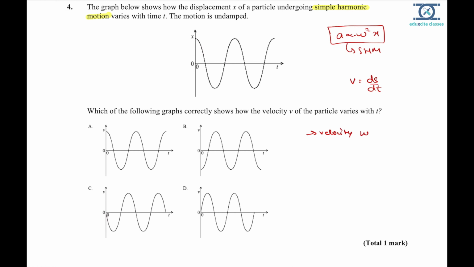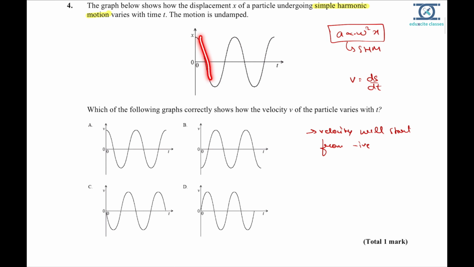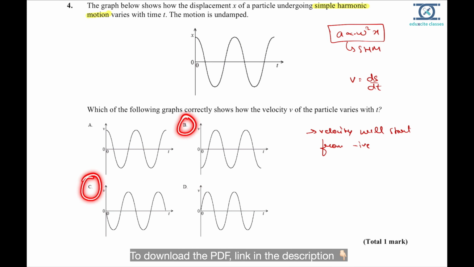The velocity will start from negative. Why from negative? The reason being because the slope is negative, the slope is decreasing. So ds by dt is velocity, so velocity will start from negative. So this is incorrect, this is incorrect. So we have to discuss among B and C.